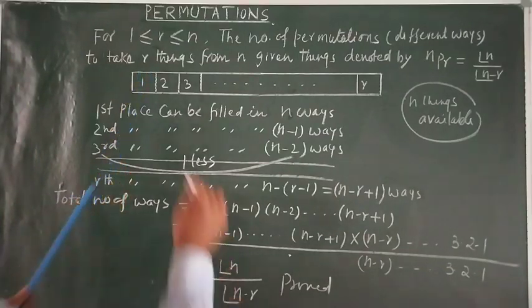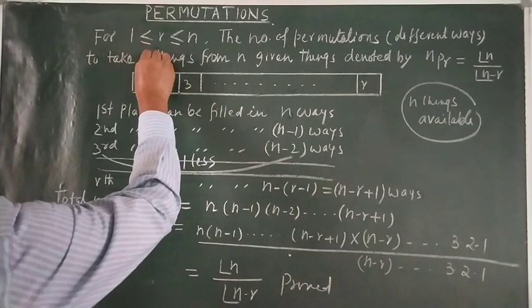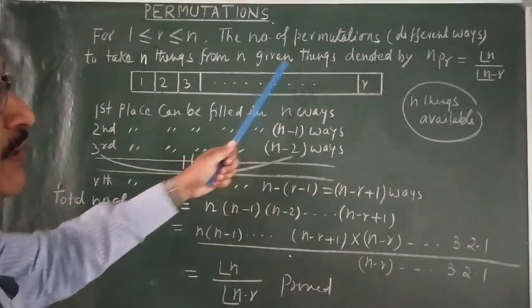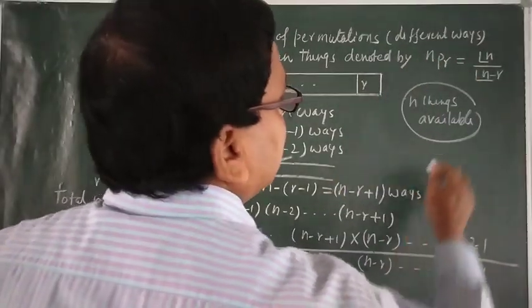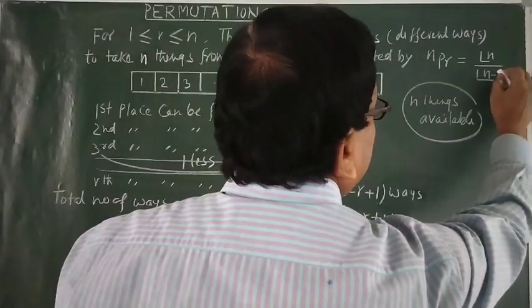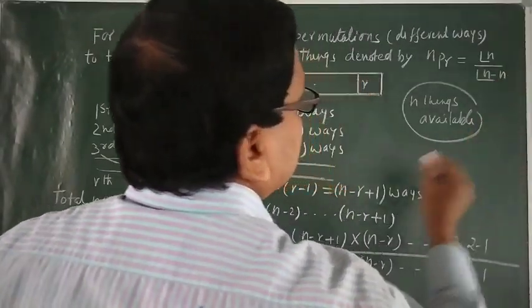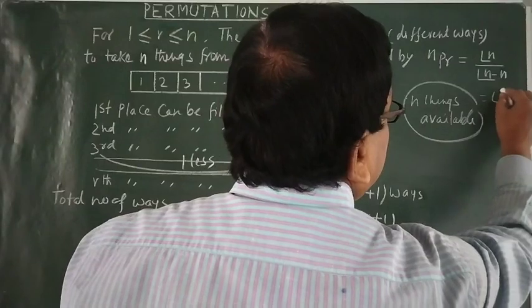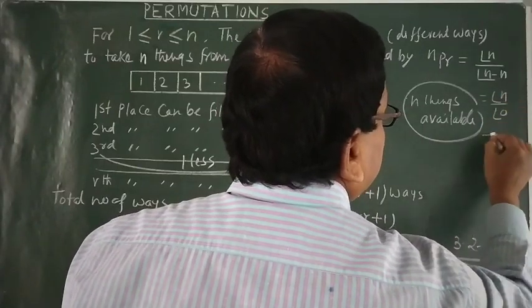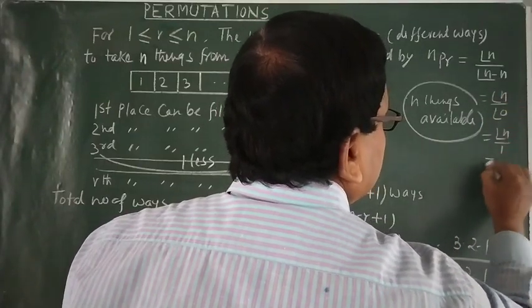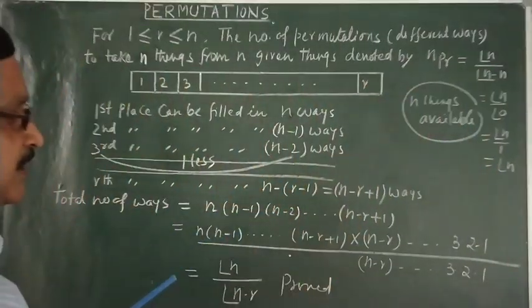Now, suppose you have to take n things from n given things, then this nPr will be factorial n by factorial n minus n. So this is factorial n by factorial 0. So factorial n by 1, this is factorial n. How this is conducted, let us see.